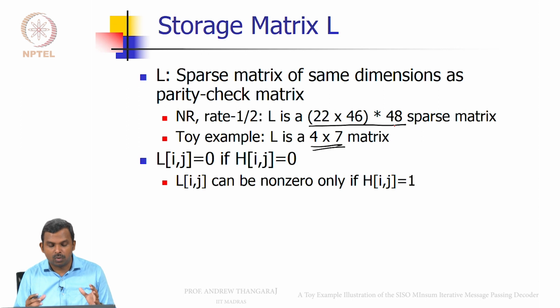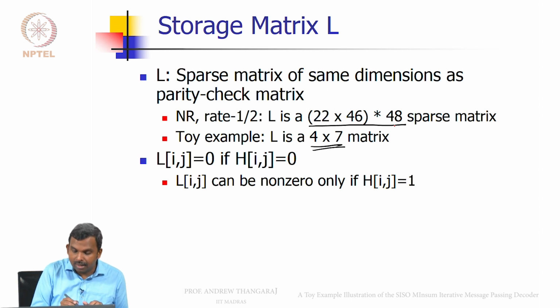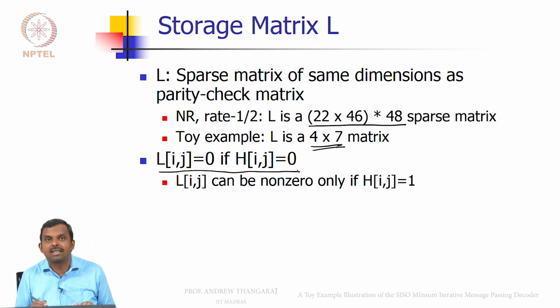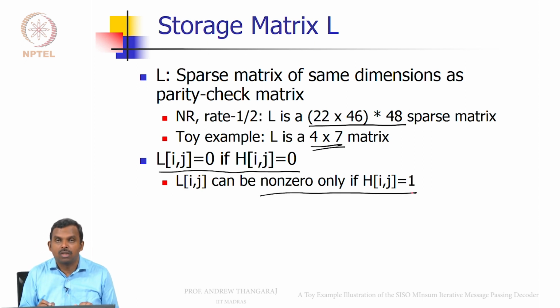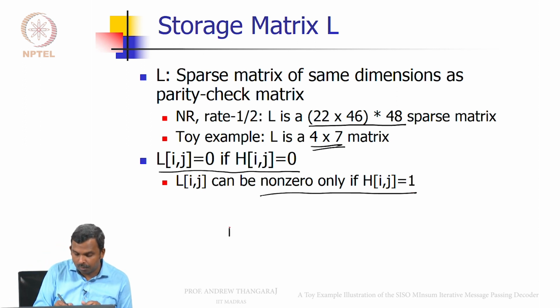The sparsity is quite important. Like I said, this L matrix has the same dimensions and also the same sparsity structure as your parity check matrix. Whenever the parity check matrix is 0, this L will also be 0. It can be non-zero only when H of ij is 1. So, the storage matrix is very important, you have to store it, and all your operations will be in place on the storage matrix.